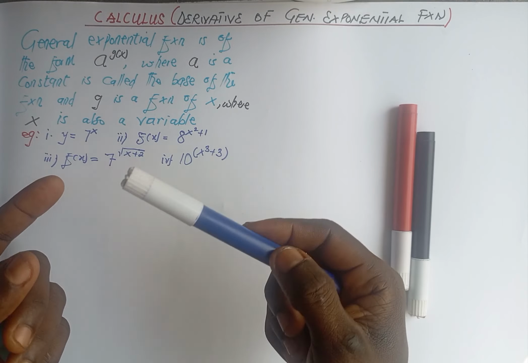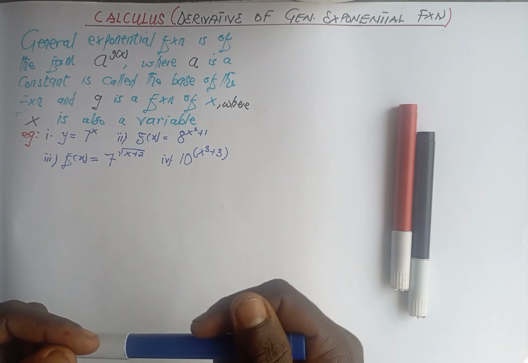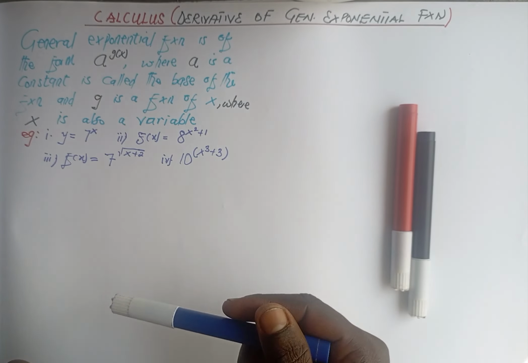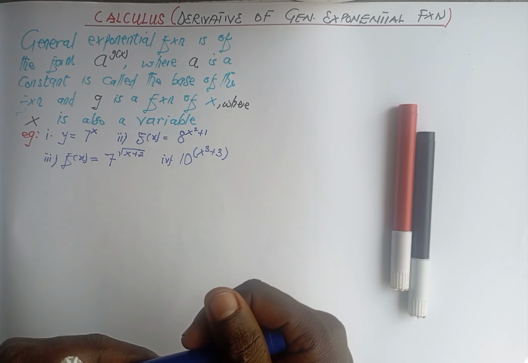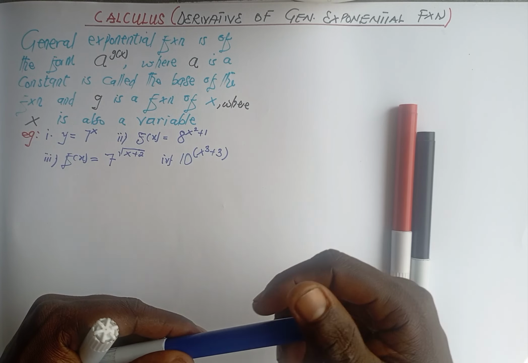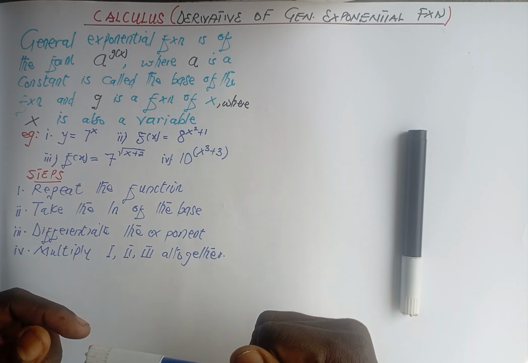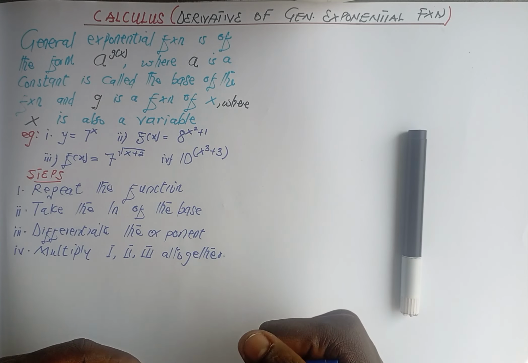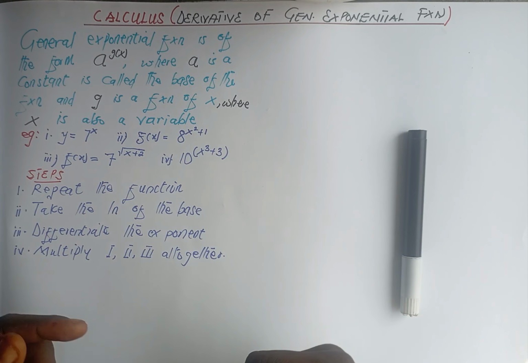Now, let's see how best we can find the derivative of a general exponential function or functions of this nature. How are we going to find the derivative? The derivative is also known as the slope. It is also known as what? The gradient of this very function. How are we going to find it? Now, to do that, let's go through these steps. These are the steps that are going to guide us to find the gradient, the derivative of these functions. So let's go through it.